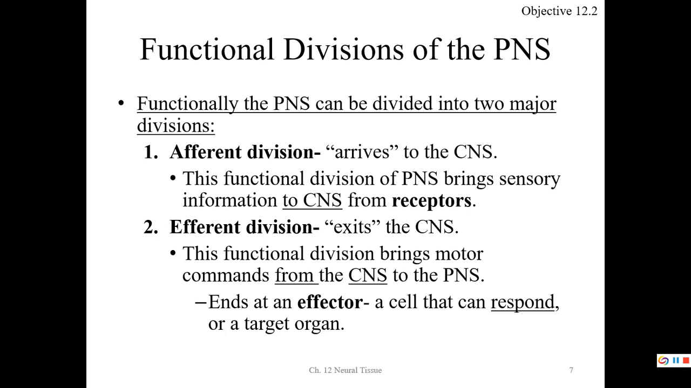This is carrying motor commands from CNS out the PNS, and it goes to what is called an effector. An effector is any cell that can respond. For example, a skeletal muscle cell at the neuromuscular junction. We have a gland cell, neuroglandular junction. We can have nerve to skeletal muscle fiber, cardiac muscle, nerve to smooth muscle, all those kinds of nerve to muscle, neuromuscular junctions. Okay. Now, the cell that can respond is called an effector.